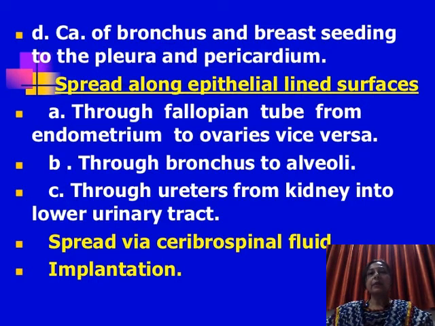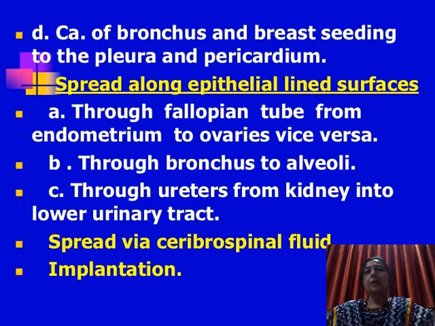Carcinoma bronchus and breast carcinoma going into the pleura and pericardium. That is also a transcoelomic spread. Spread along the epithelial lined surface is one other type of spread, which is also a cavity spread. That is also known as a transcoelomic spread.